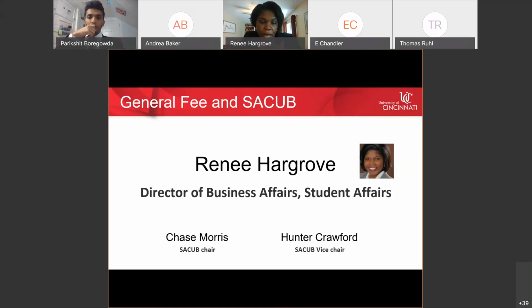But SACUB itself really looks into the basis of what the original allocations were. A lot of these allocations did not happen until about 2017-18. What happened with the student fee before is that it was kind of commingled with all the regular budgets. There was no delineation. There was no transparency of where student fees were going. And so SACUB at that time, and I can't think of Jake's last name, he was the student president chair at that time, SACUB chair.